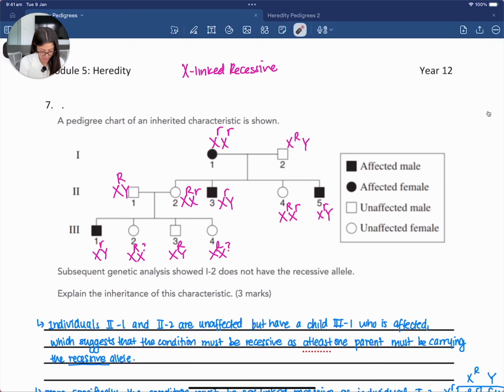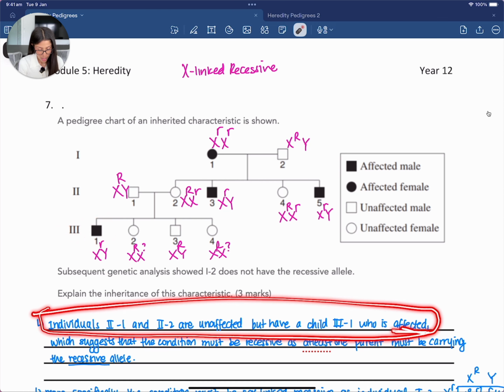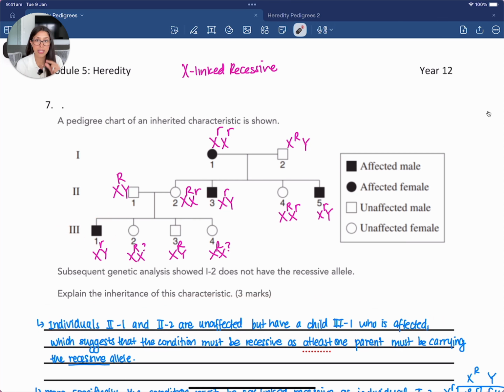As you can see in my answer here, I start off with mentioning that these individuals, individual 1 and 2 in generation 2, so these 2, are unaffected, but they have a child in generation 3, number 1, who is affected. So that is the rule that we learnt, and I'm applying it to this question and showing the marker that I'm directly engaging with the stimulus by actually writing down which specific individuals I'm talking about.